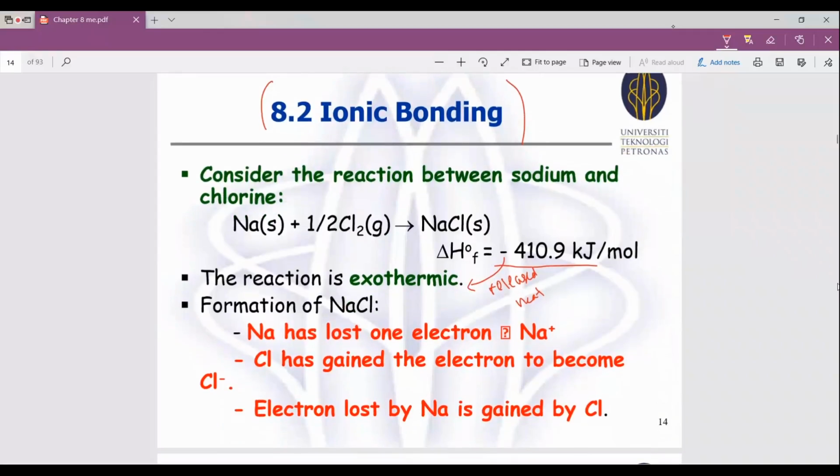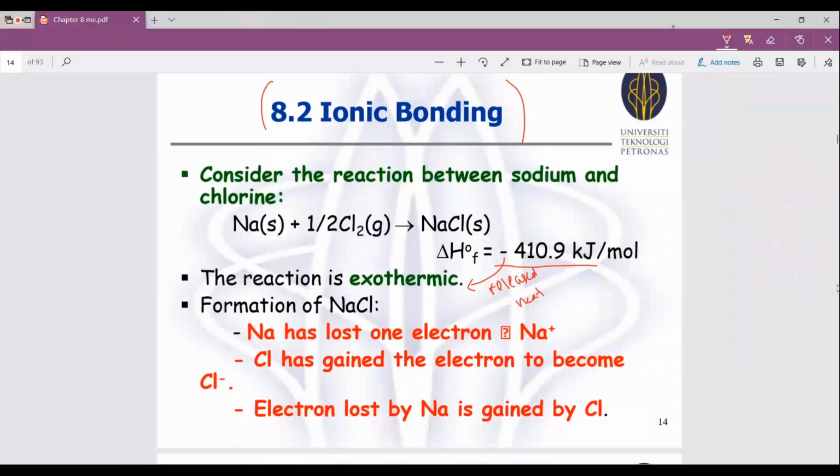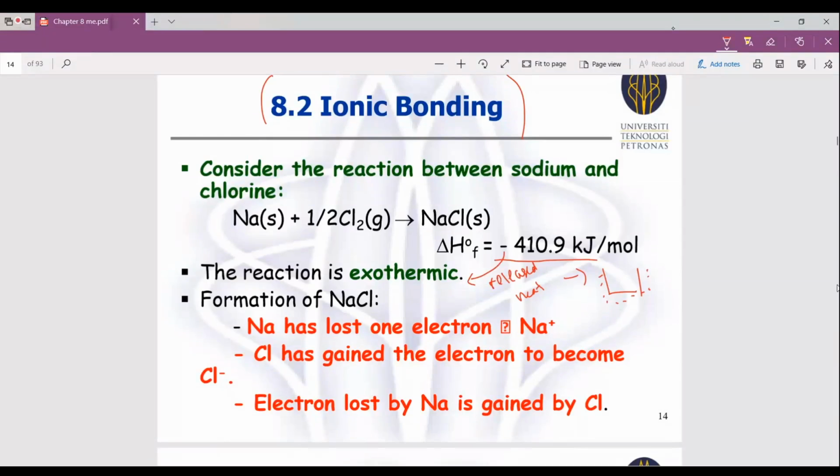So the reaction is exothermic. This is the reaction of formation of the NaCl molecule from its elements, from its atoms here. Exothermic means that it releases heat. So when we fill the beaker here, it feels hot. If we touch the beaker, it feels hot. That's why heat is being released. Okay, so the formation of NaCl here.